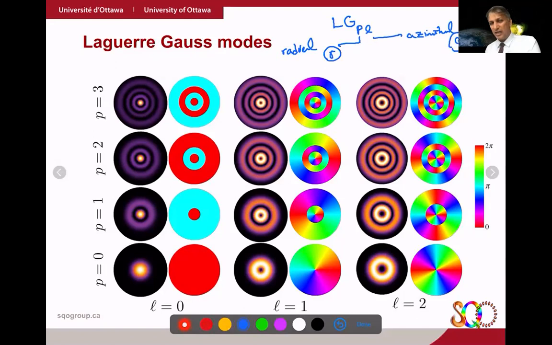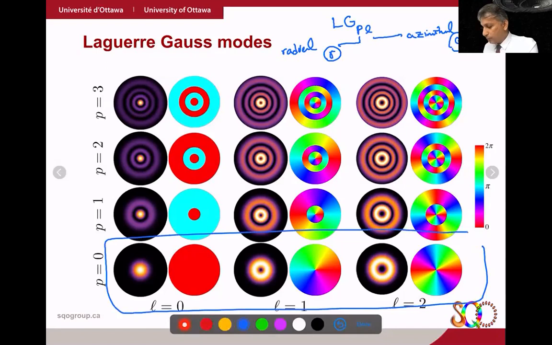But remember that the azimuthal index, as we discussed, defines what is going on with the phase jump. Essentially, for L equal to zero, you will see that it is uniform in phase. For L equal to one, you have a change in phase in this direction, zero to two pi. For L equal to two, you have a zero to two pi to four pi jump.